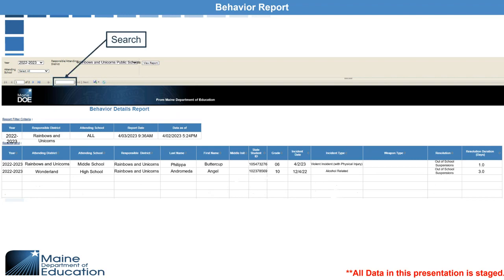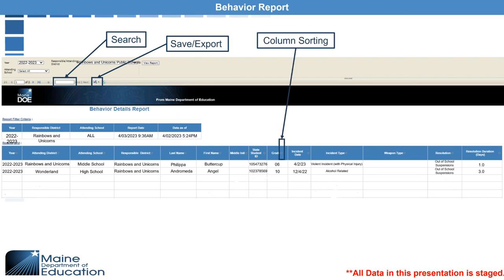This report is searchable. You can save and export this report to send to school principals to verify that the data is accurate. You can sort by grade level, and then you can send it out to various schools, however you want to organize that. But communicating with school principals or whoever is handling these behavior entries will be really important for behavior reporting and ensuring that they are accurate and all included in the report.